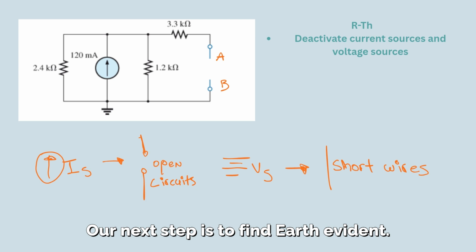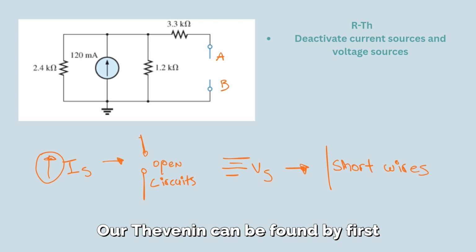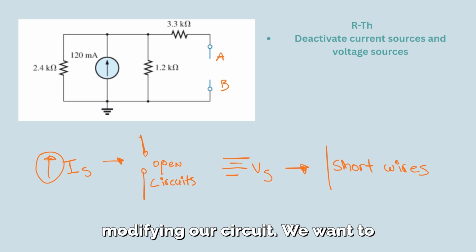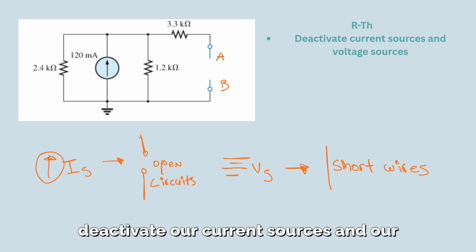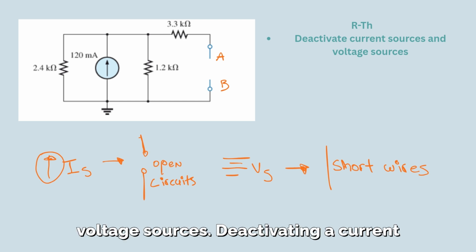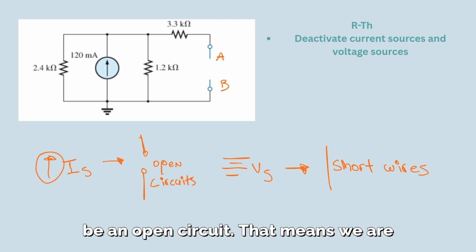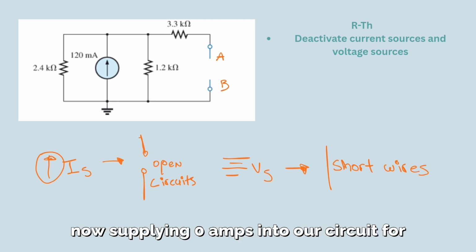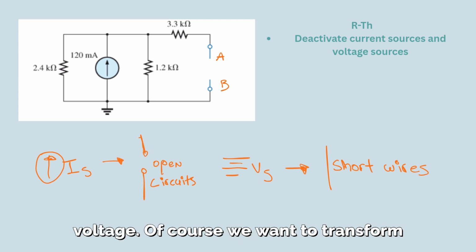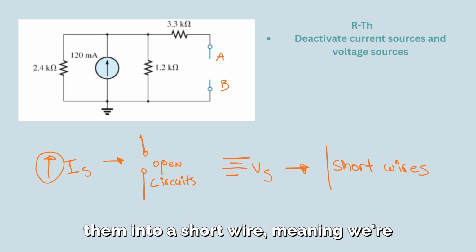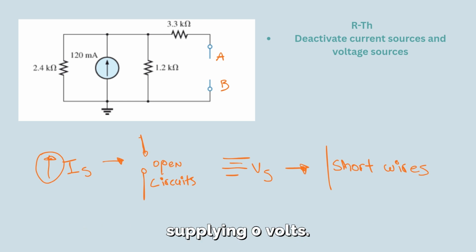Our next step is to find Thevenin resistance. Thevenin resistance can be found by first modifying our circuit. We want to deactivate our current sources and our voltage sources. Deactivating a current source means we want to create it to be an open circuit. That means we're now supplying 0 amps into our circuit. For voltage sources, we want to transform them into a short wire, meaning we're supplying 0 volts.